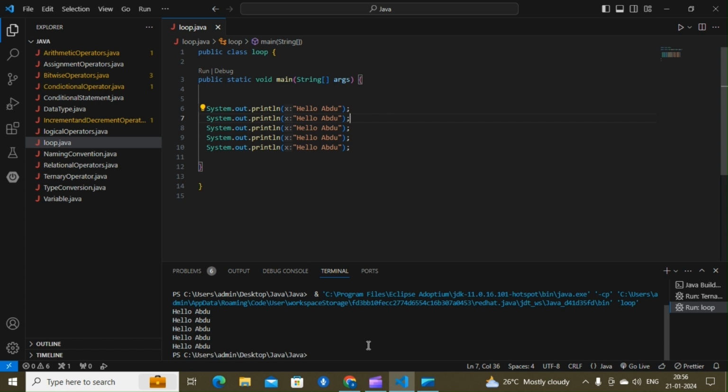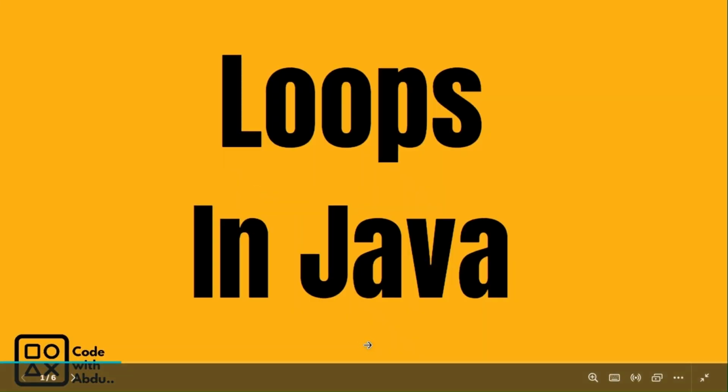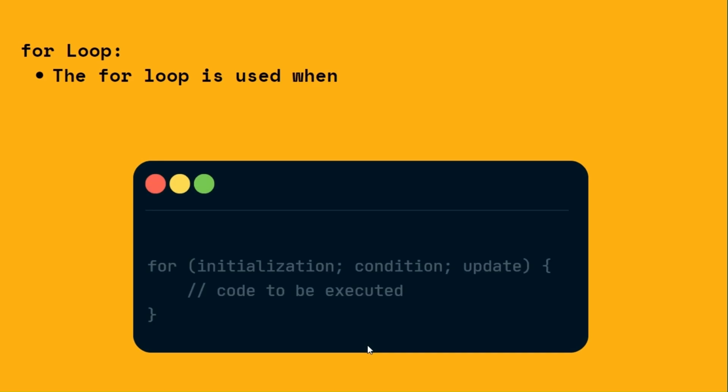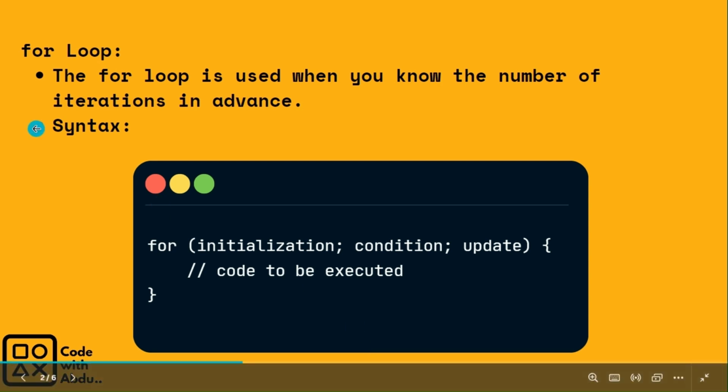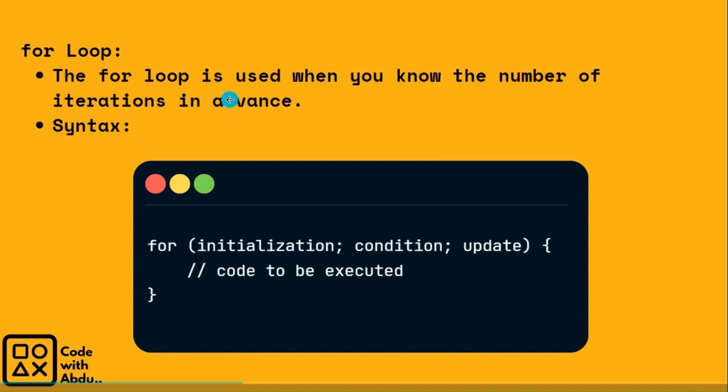So do you follow this method? No, we have a method of loops in Java. In Java there are three kinds of loops: the for loop, the while loop, and the do while loop. Let's discuss the for loop. The for loop is used when you know the number of iterations in advance. The syntax has the initialization, the condition up to where your execution should run, and the update, which is an increment or decrement.